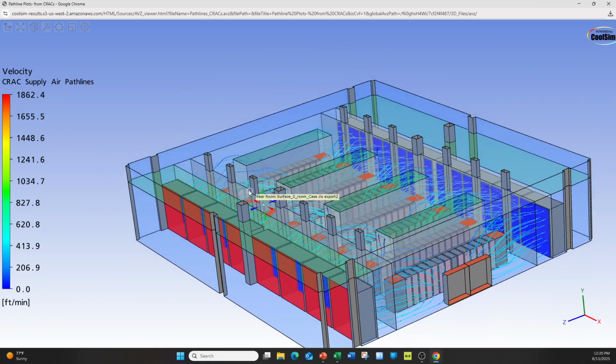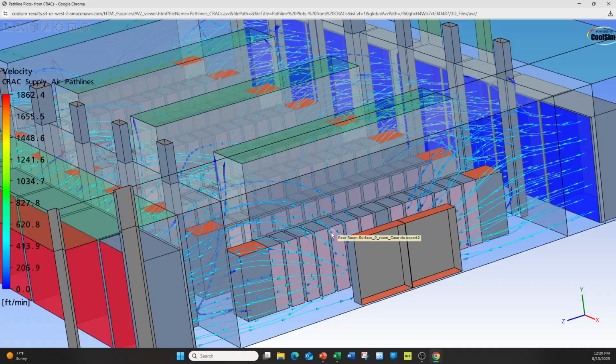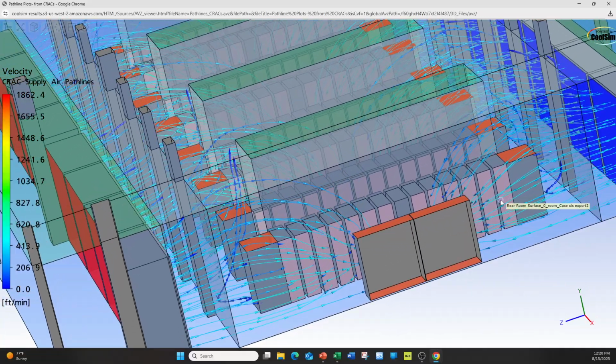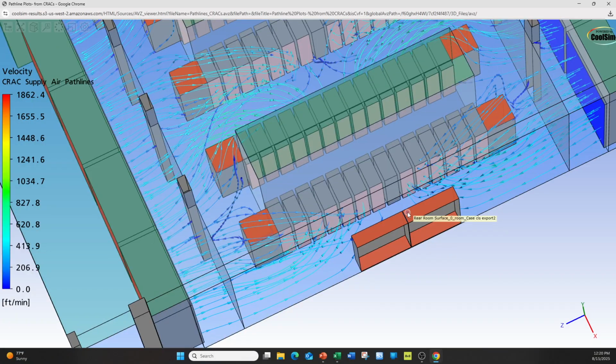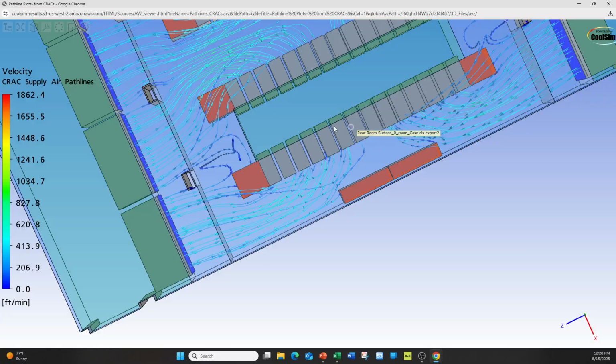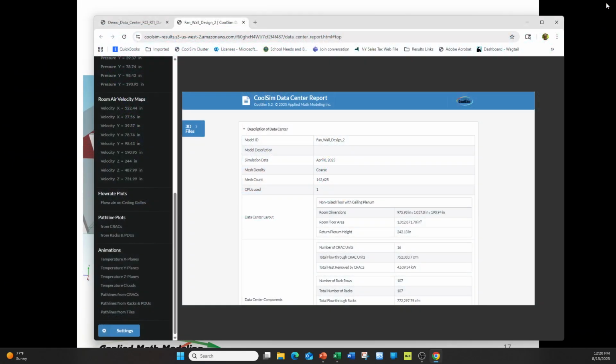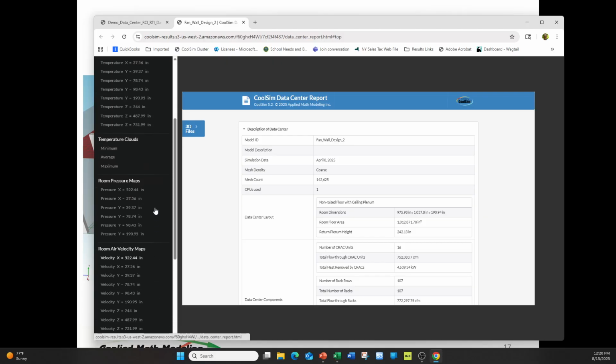So here's the supply side. Notice much of it is going to the servers in the edges, but not a lot is left by the time it gets to the middle. That's because of leakage that occurs between the racks up against the containment. All data centers leak. The question simply becomes how much.